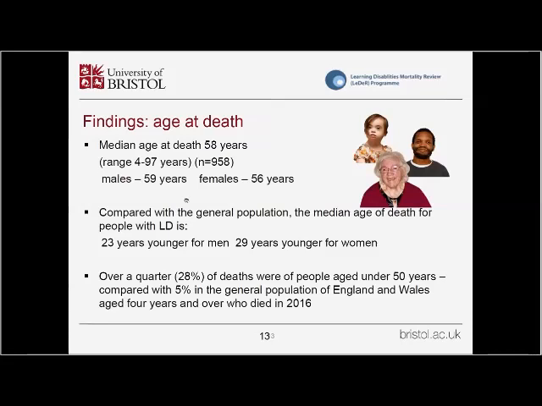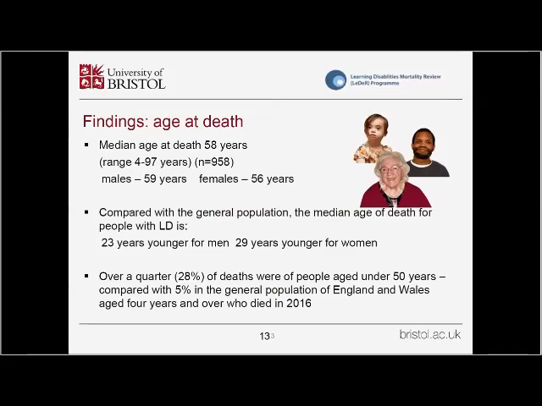The data therefore suggests that men with learning disabilities died 23 years younger than men in the general population, and women with learning disabilities died 29 years younger than women in the general population. Over a quarter of the deaths of people with learning disabilities were of people under the age of 50, compared with 5% in the general population of England and Wales aged 4 years and over who died in 2016. So it identifies a greater disparity in age at death between people with learning disabilities and the general population than previously identified, particularly in the confidential inquiry into premature deaths of people with learning disabilities.